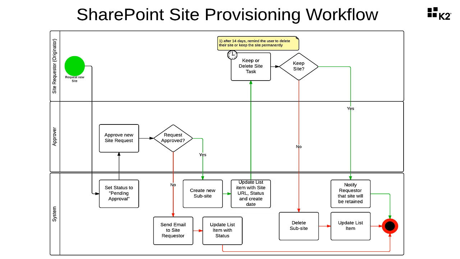The next step will assign a user task to the site requester that will escalate after 14 days and ask them if they want to keep the site permanently or delete it. If they want to keep the site, the system will send out an email message to the requester stating that the site will remain active and in the workflow. If the user decides to have the site deleted, the system will delete the site automatically and finally update the list item status to Site Deleted back in the SharePoint list. So now let's take a look at how to build this application using K2 for SharePoint.